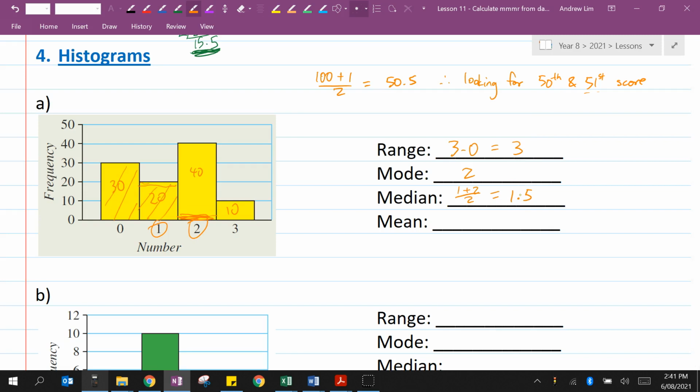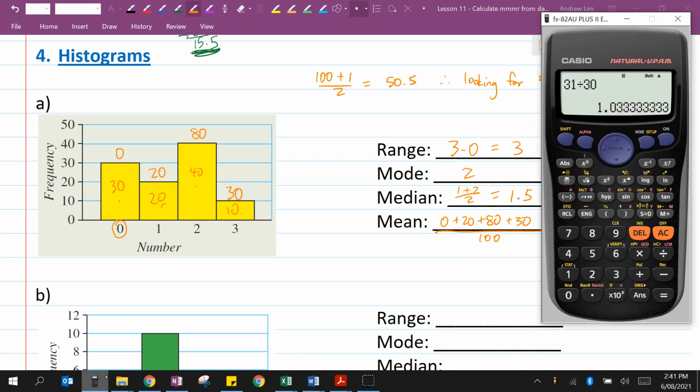Okay, and the mean. The mean is the average. So that means we want to know what fx is. So we're going to times the score by the frequency. 0 times 30, 0. 1 times 20, 20. 2 times 40, 80. 3 times 10, 30. So now we can add all of those numbers together. We've got 0 plus 20 plus 80 plus 30. And then we're going to divide it by the total number of scores, which we already added. We already said it was out of 100.